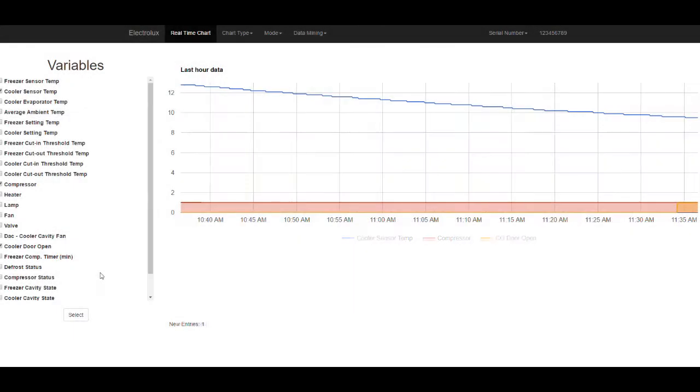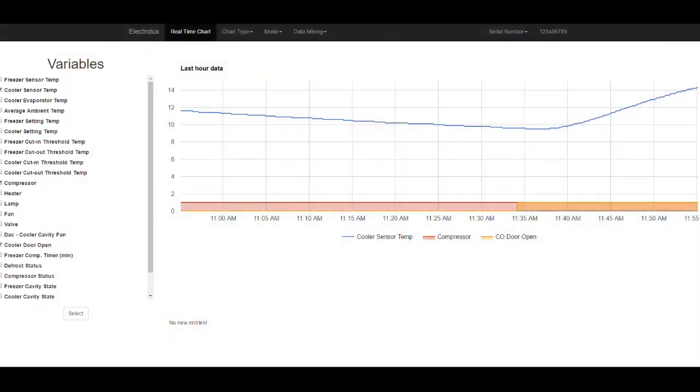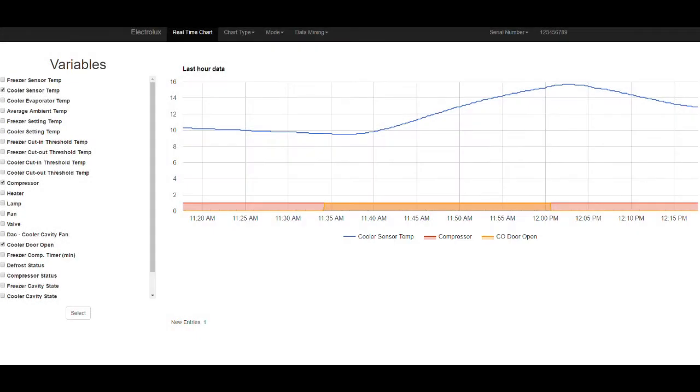The second scenario was the lack of door gasket seal, where the objective was to monitor the fridge's behavior when the door cannot seal properly. This was achieved by leaving the door slightly open for some time. The last simulated scenario was equal to the last one, with the difference that the room temperature was set to that of summertime.